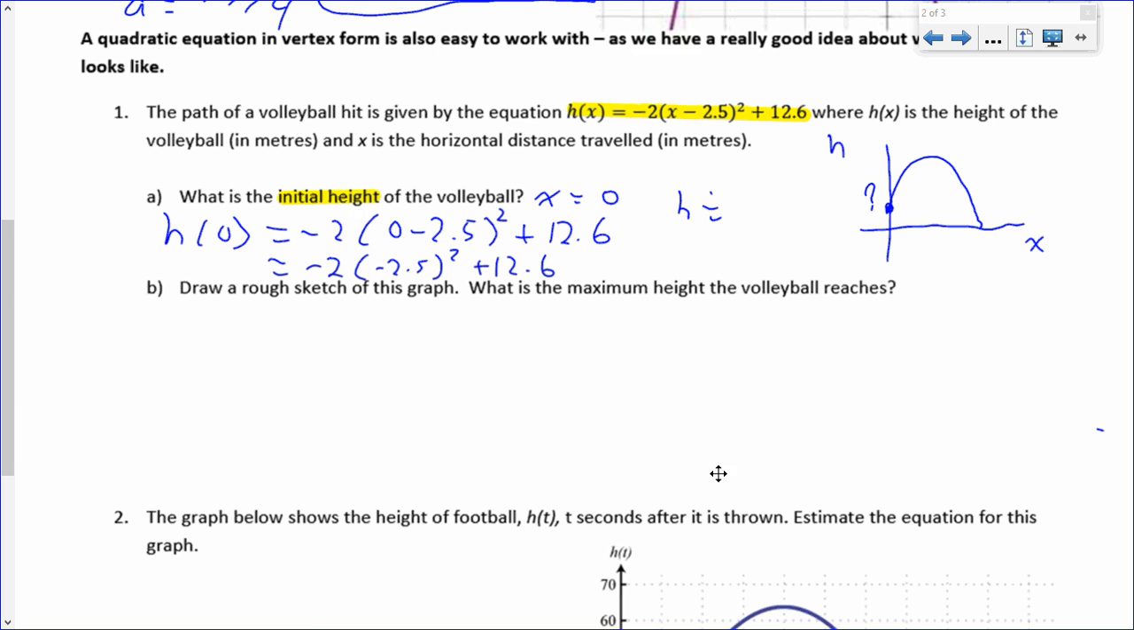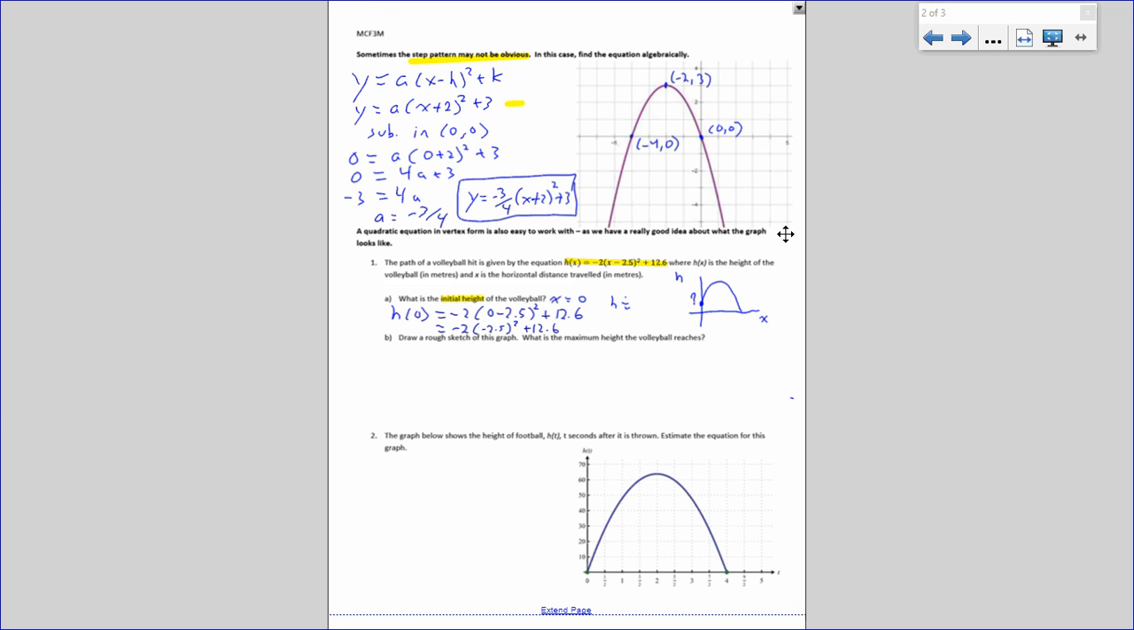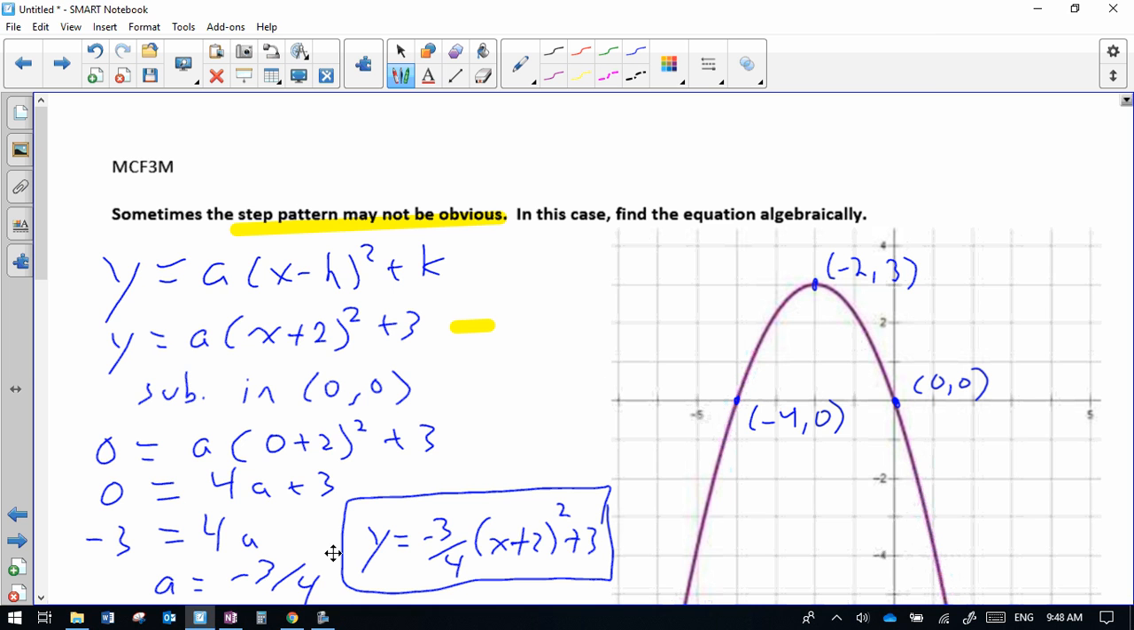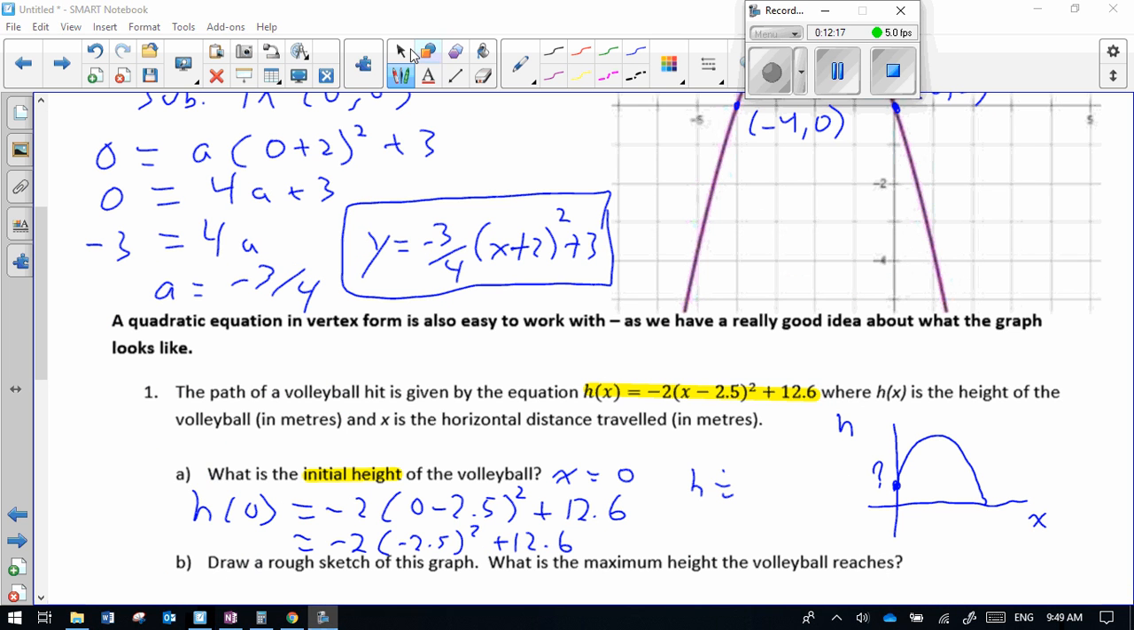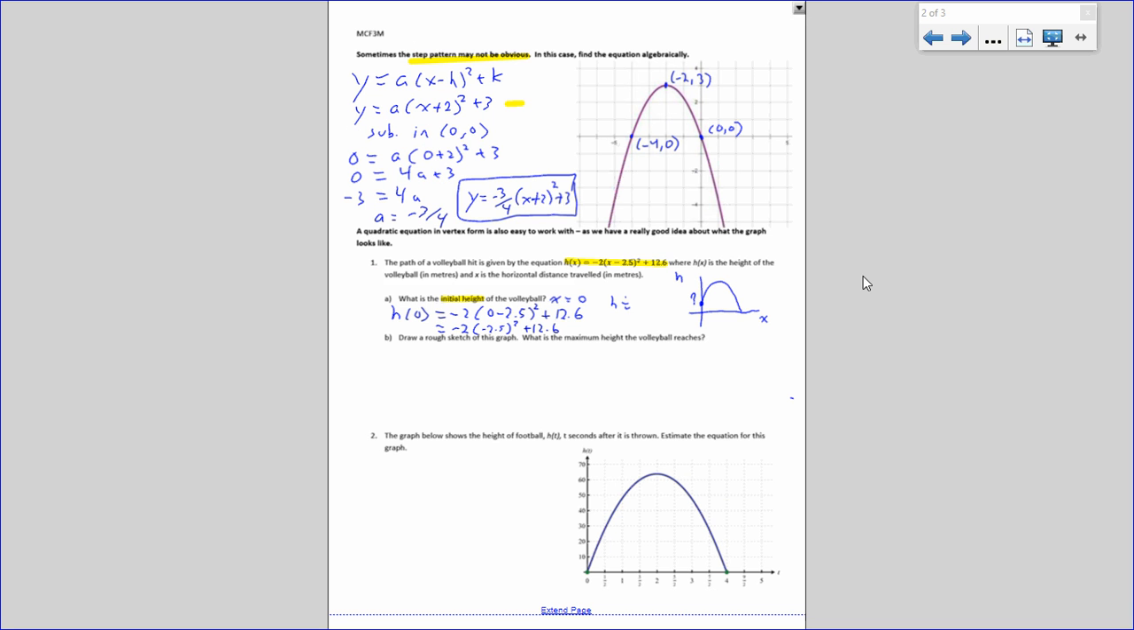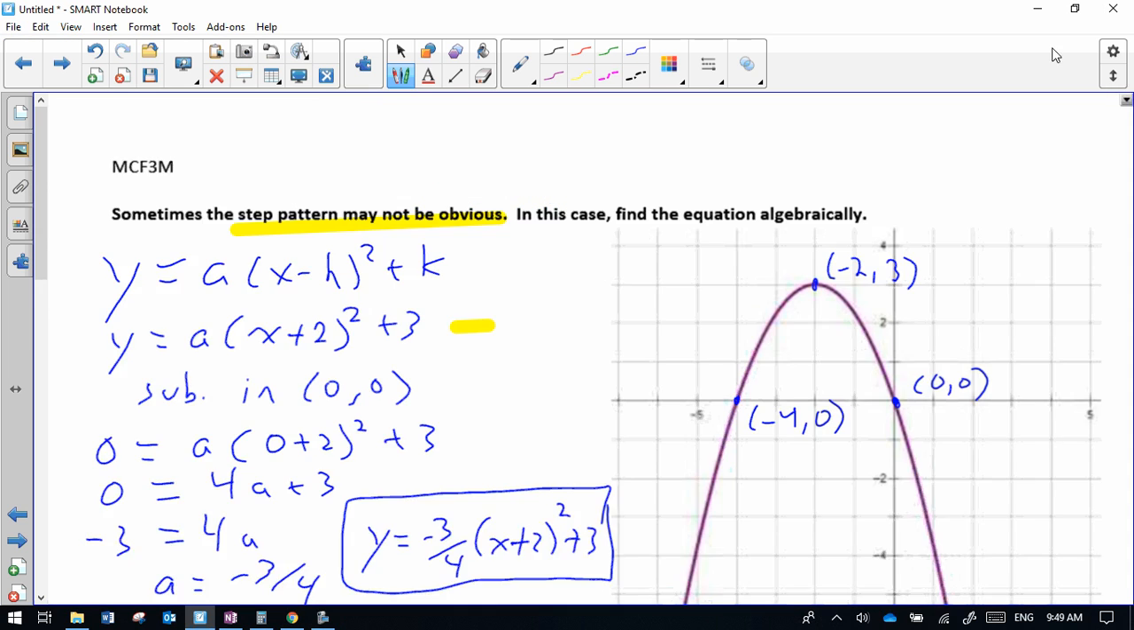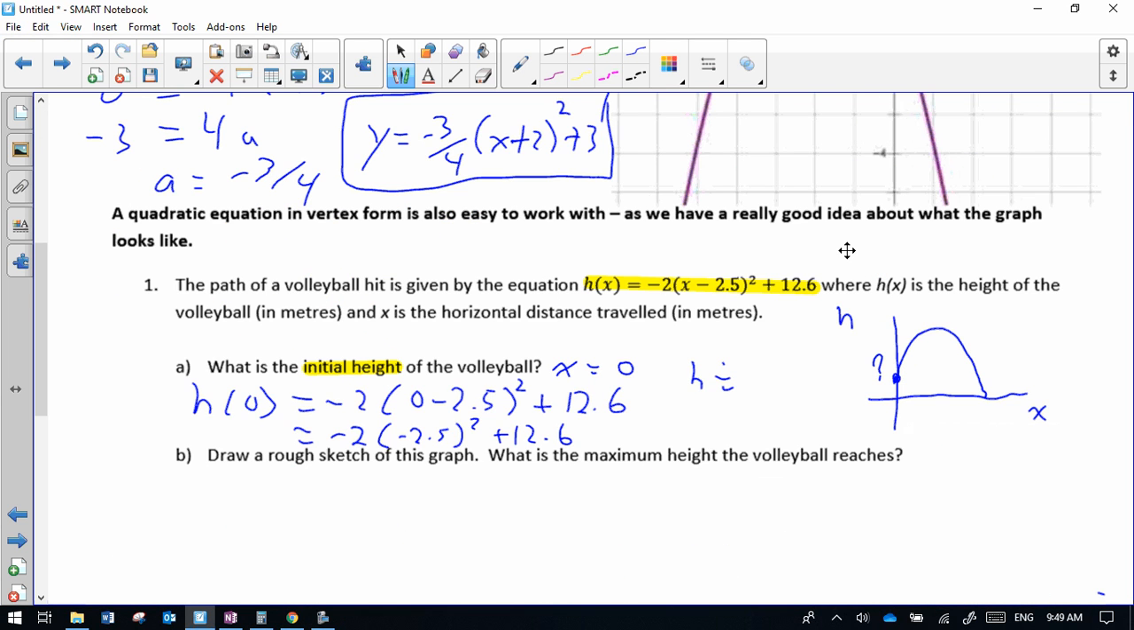Just give me one second here to make sure I get this right. You should get exactly 0.1 meters when you do that. So the initial height of the ball is 0.1 meters. Now I shouldn't really say h equals, I should say h of 0 equals 0.1 meters.